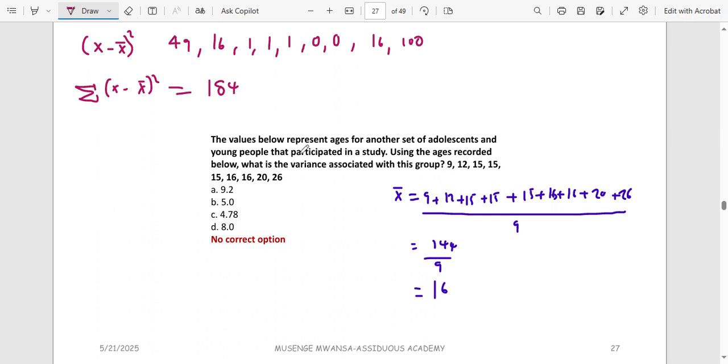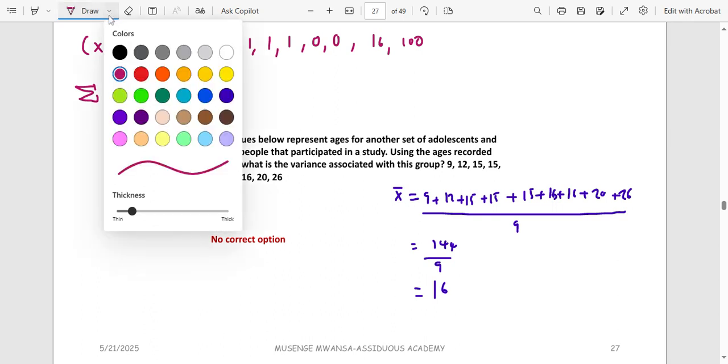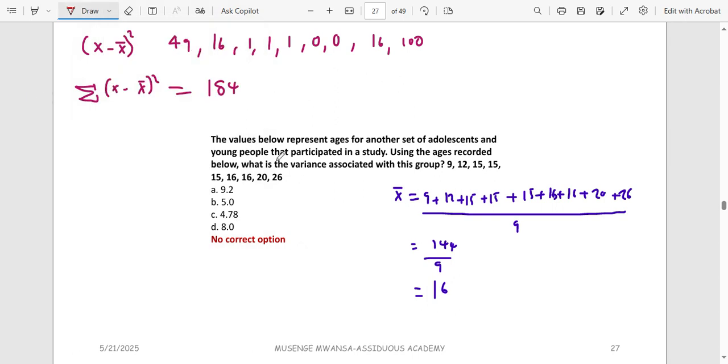Remember this one, no? The value below represents ages for another set of adolescents and young people that participated in a study. The thing is that you can't pick everyone that is available to participate in the study, meaning that this is actually just a sample. And for a sample, the variance given by s squared is given by just the summation of x minus mean squared divided by, is always, n minus 1.